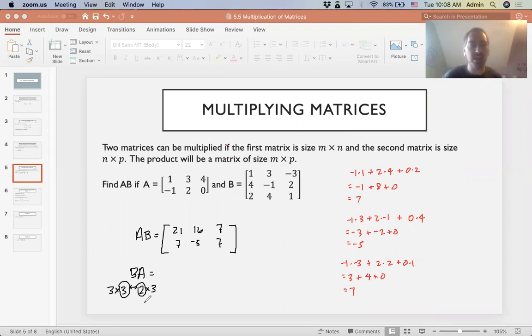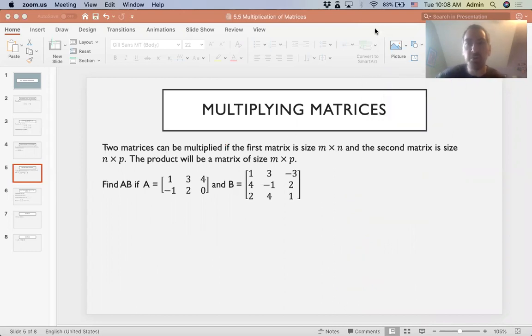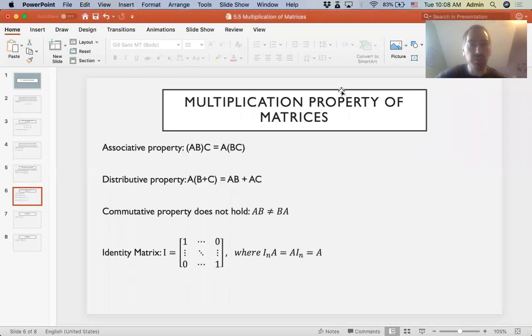All right, so that's an obvious example that leads us to the next point, that the commutative property does not hold in matrix multiplication. And I've got that listed here under number 3. Commutative property does not hold. In other words, A times B does not equal B times A. Now there may be special cases where A times B does equal B times A, but that's not true in general. Most of the time it is not true.